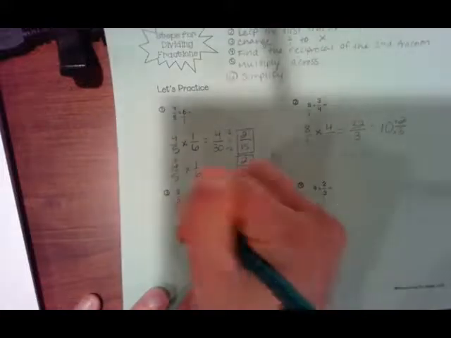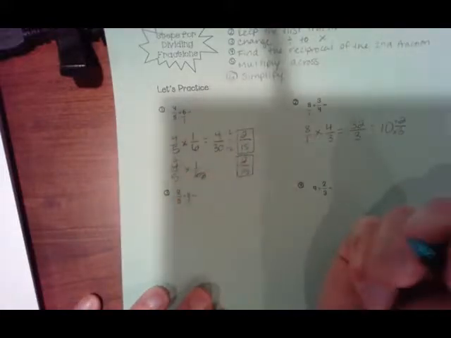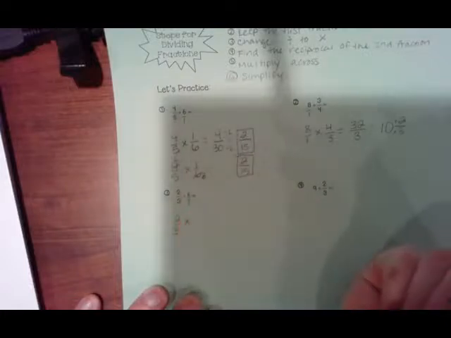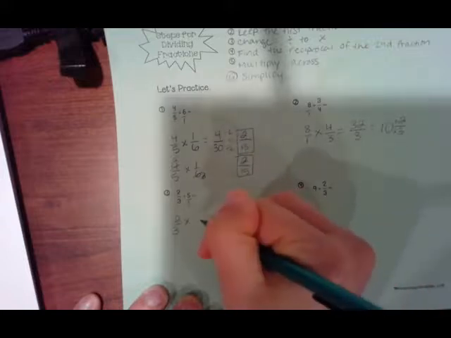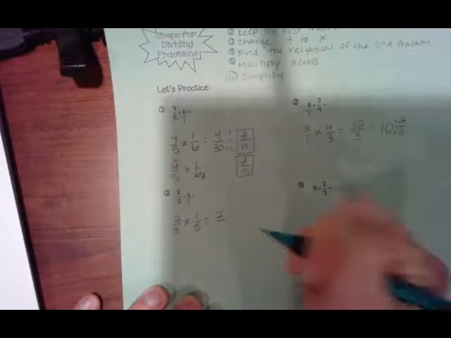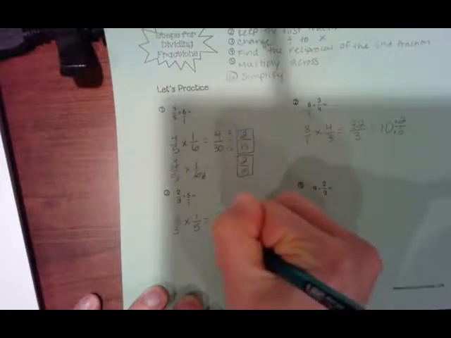Number 3, put your whole number over 1. Keep the first fraction the same. Change division to multiplication. Find the reciprocal of the second fraction. So instead of 5 over 1, now we have 1 over 5. Multiply. 2 times 1 is 2. 5 times 3 is 15. So 2/15.